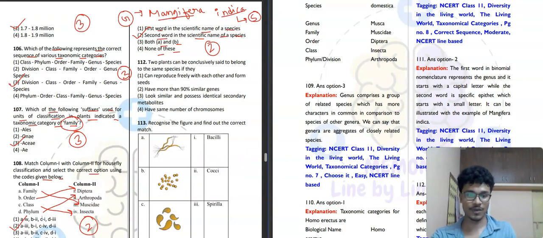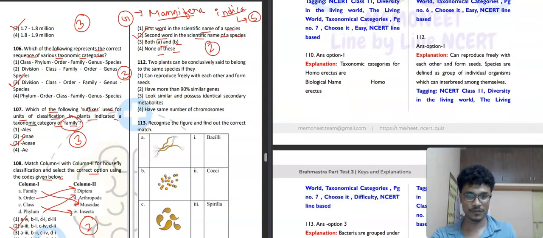Moving towards the next question, 112. It is saying that two plants can be conclusively said to belong to the same species if they can reproduce freely with each other and form seeds, have more than 90% similar genes, look similar and possess identical secondary metabolites, or have the same number of chromosomes. Two plants conclusively belong to the same species if they can reproduce freely with each other and form seeds. So the first option will be our correct answer for this question.